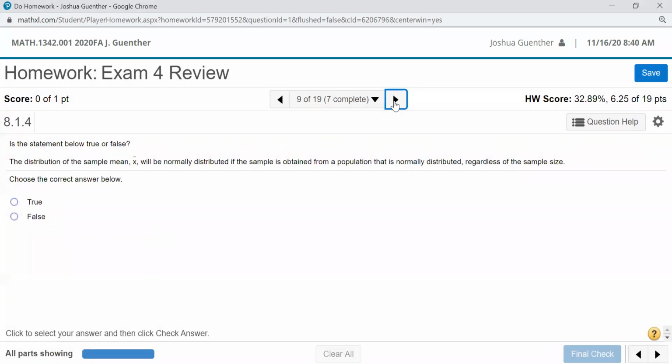Alrighty. So sometimes you can deduce some of these answers. Now we're into chapter 8 materials, so all those problems were related to chapter 7.